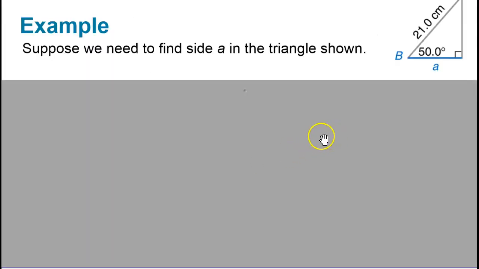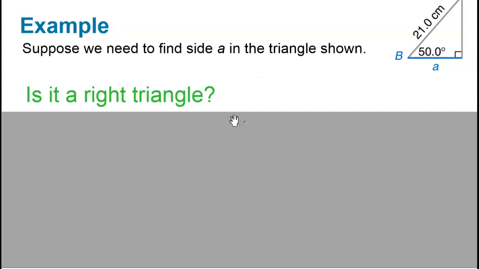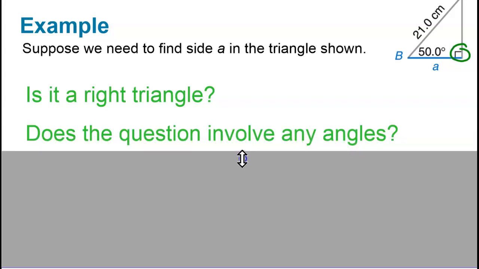So let's go ahead and practice this a little bit. We are asked to find side A in the triangle, right here. First off, ask yourself, is it a right triangle? Yep, it sure is. It's got the 90 degrees right there. Does the question involve any angles? Yep, as a matter of fact, we have this angle right here of 50 degrees. Being an angle of 50 degrees, for angle B, we will be able to work on solving this problem. So the answer is yes to having angles, and we know we can use the trigonometric ratio.